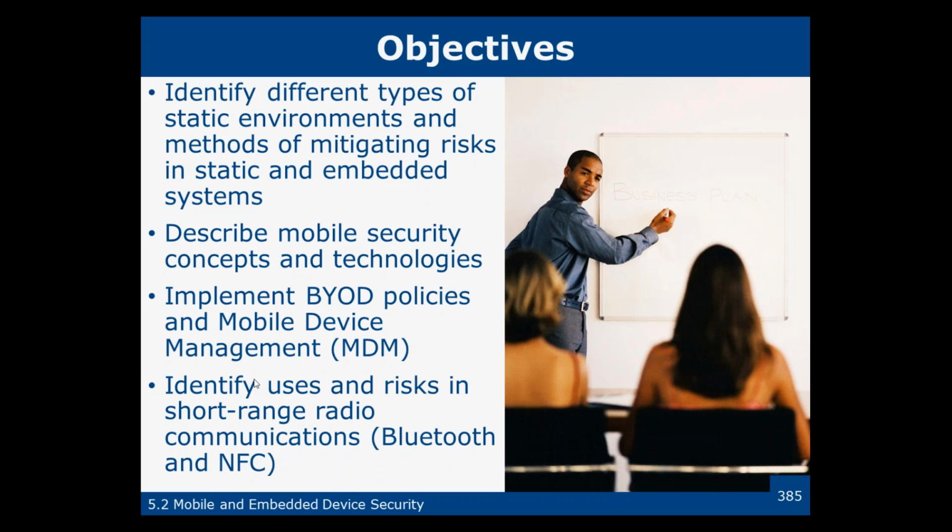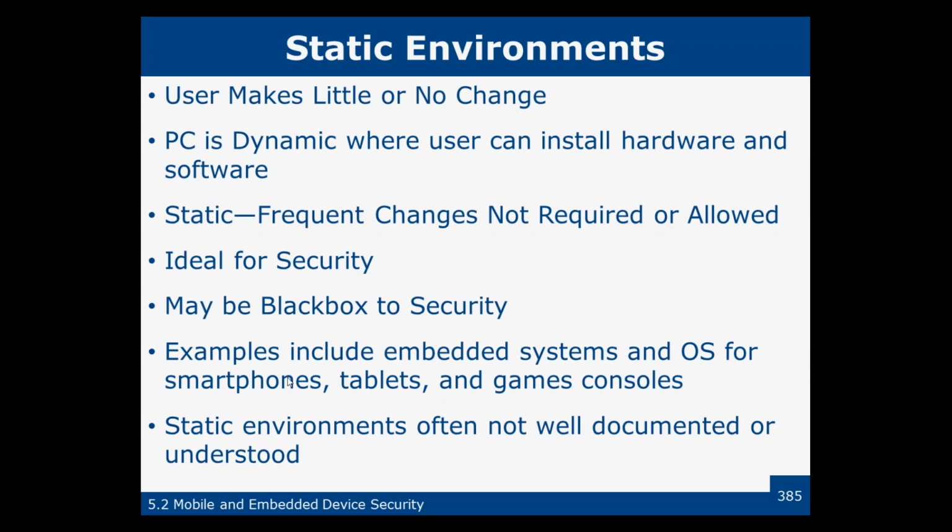Identify uses and risks in short-range radio communications, Bluetooth and NFC, near-field communication, which is what all these pay with your phone apps use if your phone supports NFC. Doesn't go very far, but there's always going to be a risk. Anytime that you put something in the air, there's going to be some sort of risk to it.